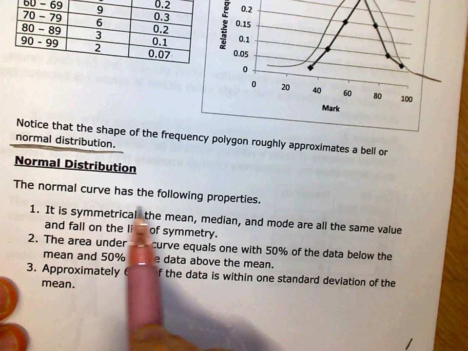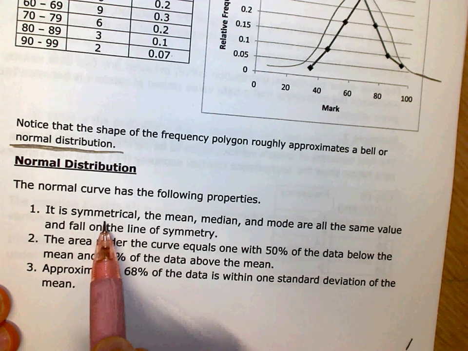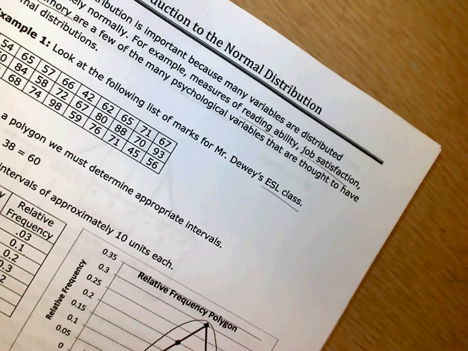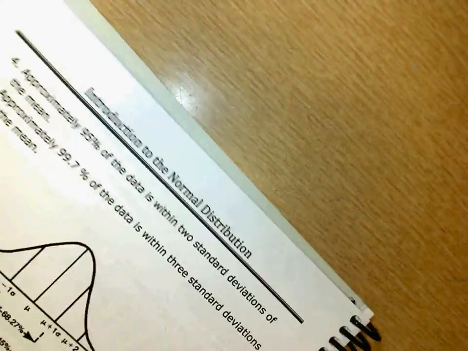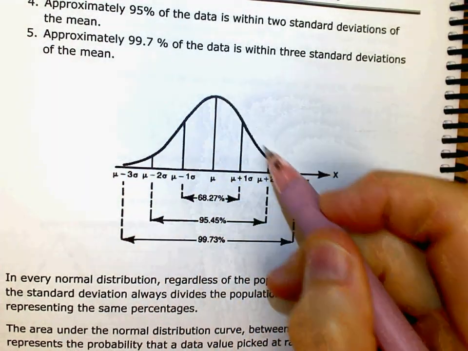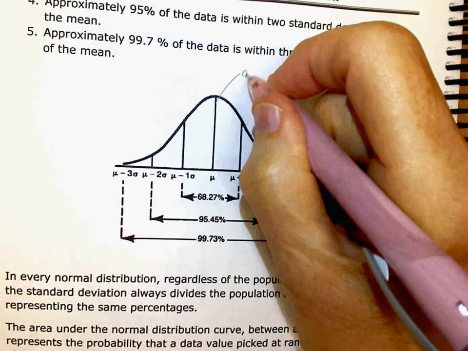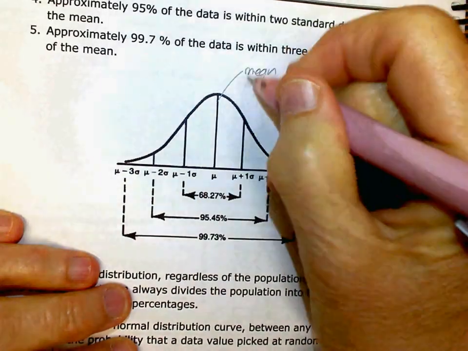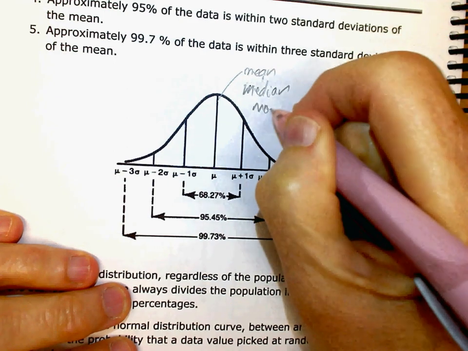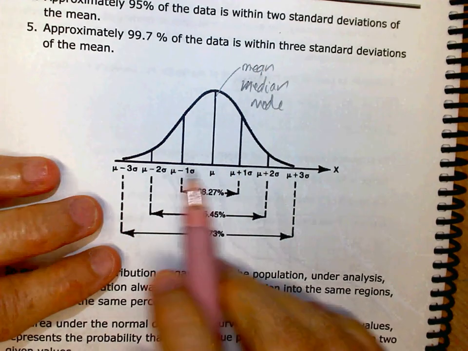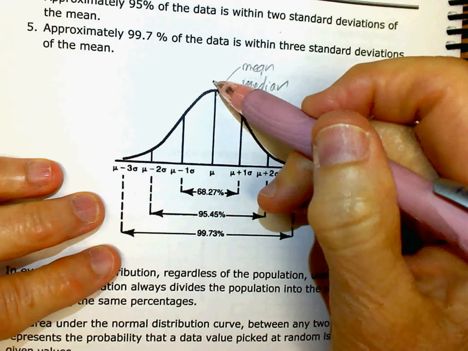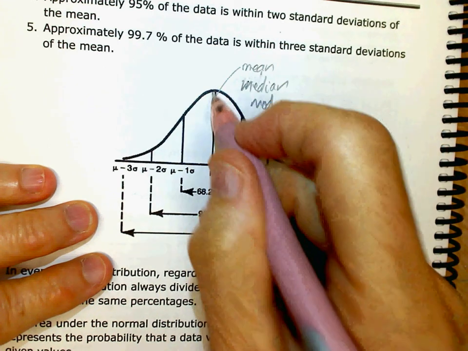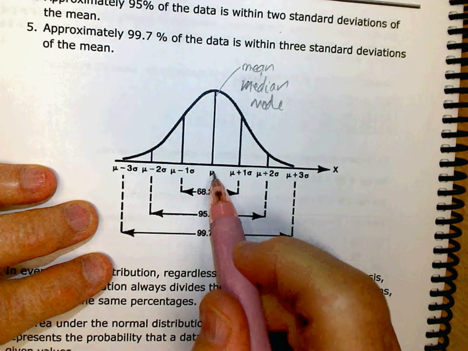The normal curve has the following properties. It is symmetrical. The mean, median, and mode are all the same value and fall on the line of symmetry. So let's look at that nice picture of the normal distribution on the other side. So notice, this is the distribution, this is the mean, and the mean, median, and mode all fall on the same spot. Okay, this is a perfectly normal distribution where the mean is here, the median is here. That means 50% of the data are below the median, 50% are above, and the mode is here. The most frequently occurring value is here, right?